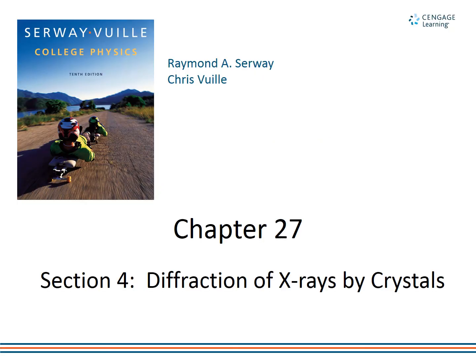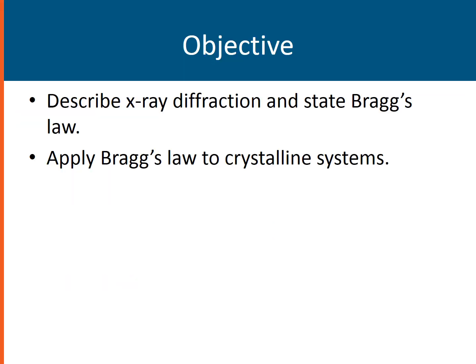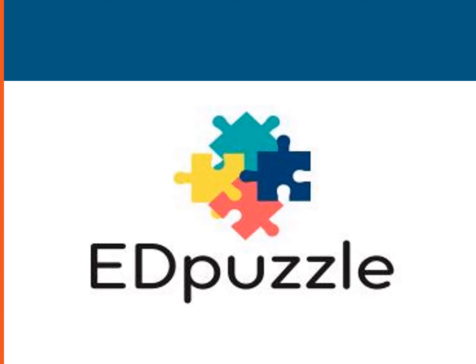The next part of this tutorial is in section 4, diffraction of X-rays by crystals. For this section, we will cover the following objectives: describe X-ray diffraction and state Bragg's law, and apply Bragg's law to crystalline systems. At this point, I need you to pause this video and open the X-ray diffraction Edpuzzle in Schoology, after which you may proceed with this video.